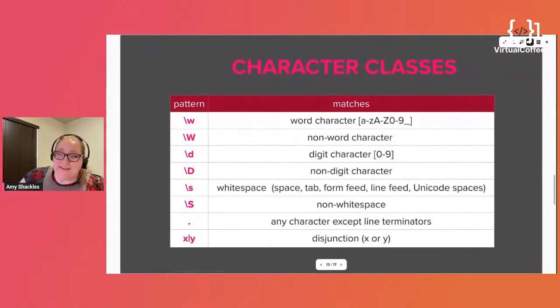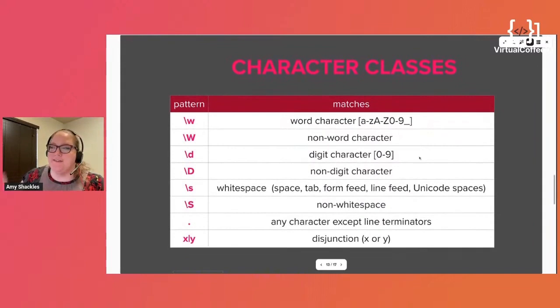Then we have character classes. This is not an all-encompassing list of character classes. There are other character classes, some of them being my favorite, Unicode property escapes. But these are the main ones you will see in the wild. Word characters, which is A through Z, uppercase and lowercase, 0 through 9, and an underscore. Non-word characters, which are everything that is not encompassed by a word character.